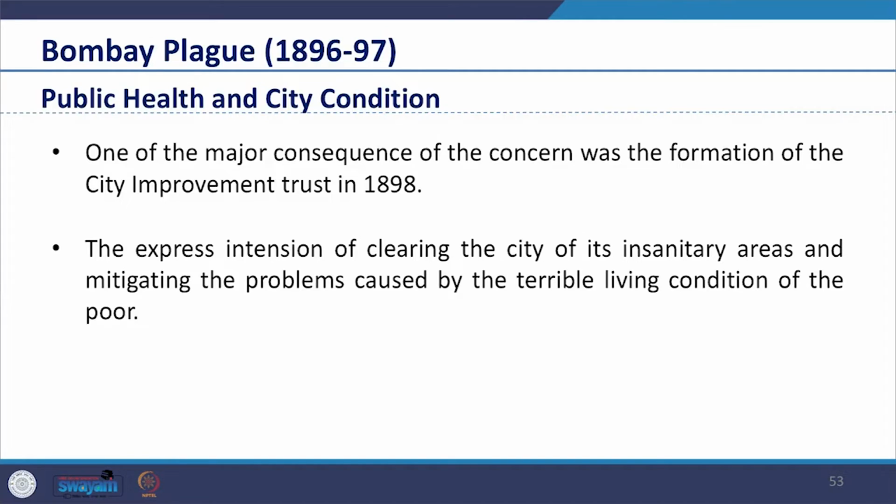Finding a solution to the problems of overcrowding and insanitary housing became a matter of critical importance if Bombay as a city had to fulfill its imperial agenda. One of the major consequences of this concern, and this one is important for us to relate, was the formation of the City Improvement Trust in 1898, with the express intention of clearing the city of its insanitary areas and mitigating the problems caused by the terrible living condition of the poor.